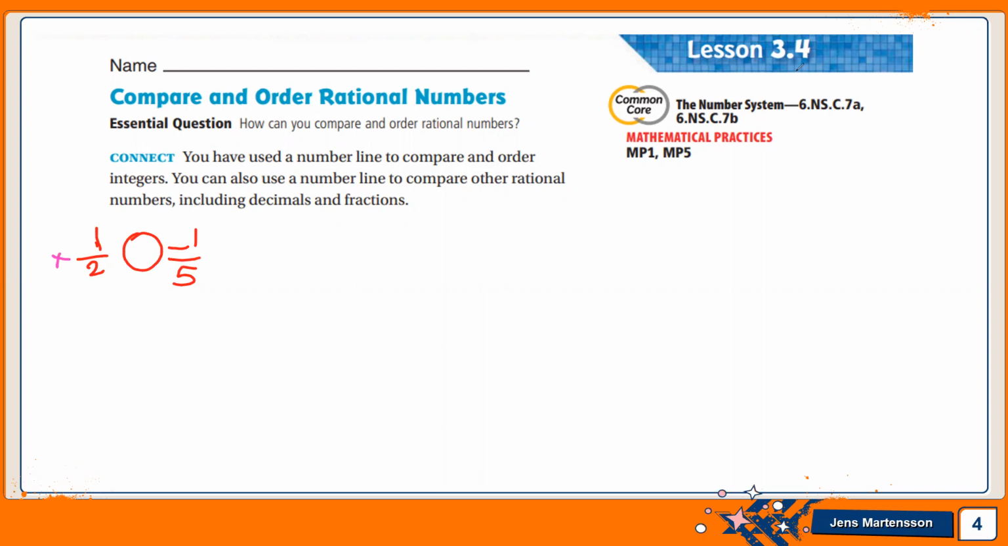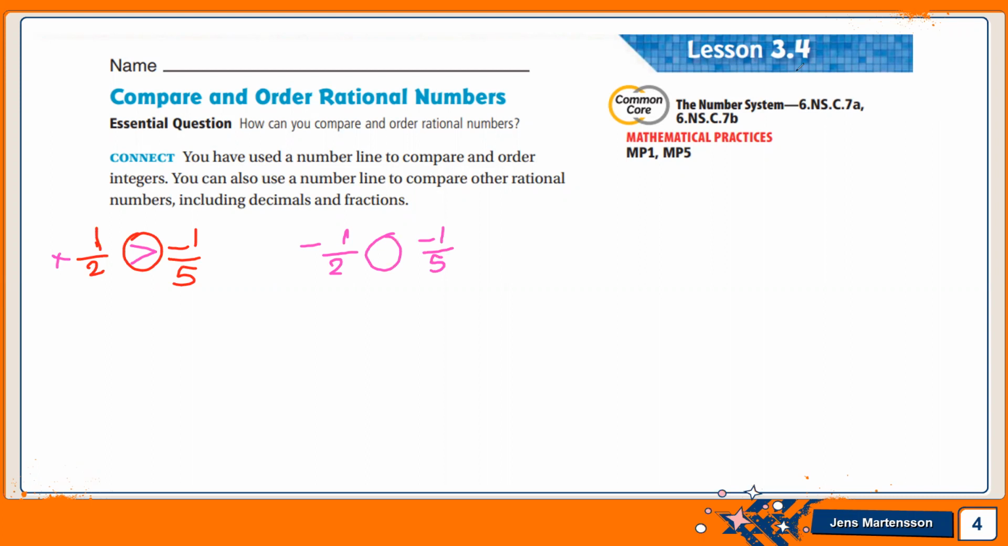It is the positive one, is it right? So which is greater? Yeah, the positive. The positive one is the greater one. Now, if you have negative half and negative 1 over 5, which is greater?